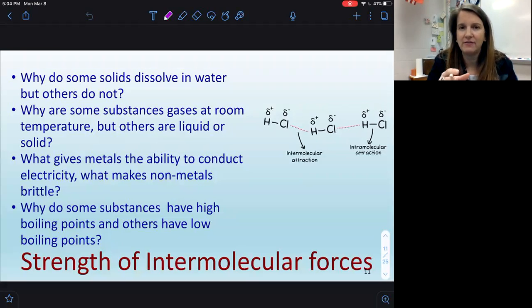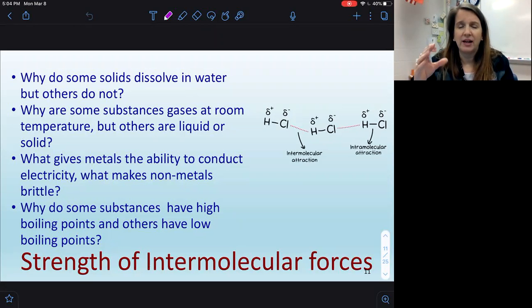But have you ever had any of these burning questions, like why some things are solid at room temperature and some things are liquids or gases? Or why some solids can dissolve in water but other solids can't? What about why some things have really low boiling points and some other things have really high boiling points? Well, all of that can be answered based on the strength of the intermolecular forces in these different substances. So that's what we're going to explore today.